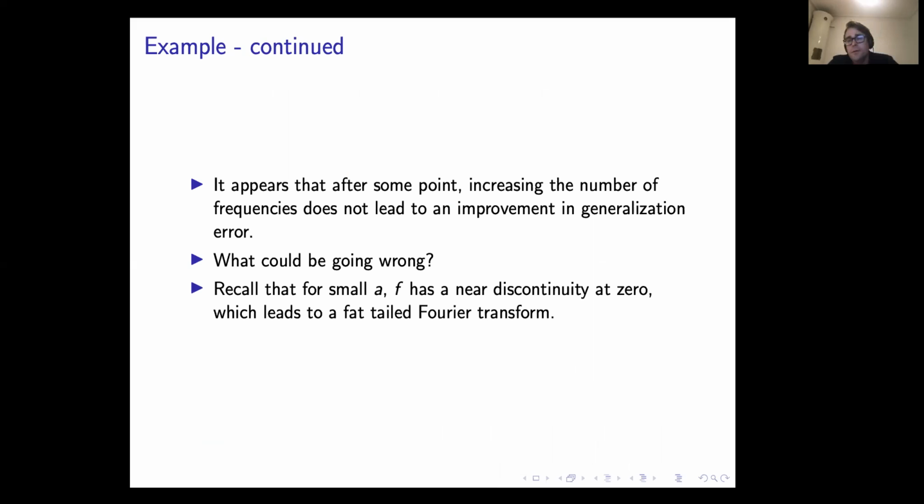Okay, well, let's just take a step back and think about the function that we're trying to reconstruct here. The distinguishing feature really is that it has an almost discontinuity at zero. Now, if you look at the Fourier transform of f, that means that it really has pretty fat tails. There's a lot of energy far away from zero.